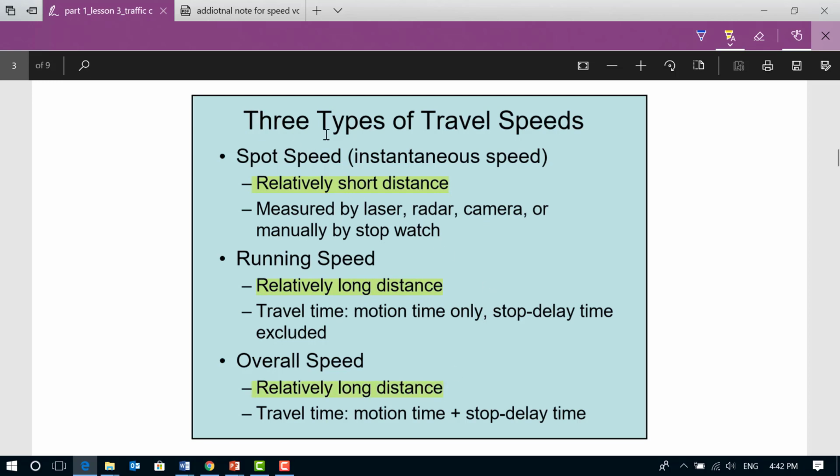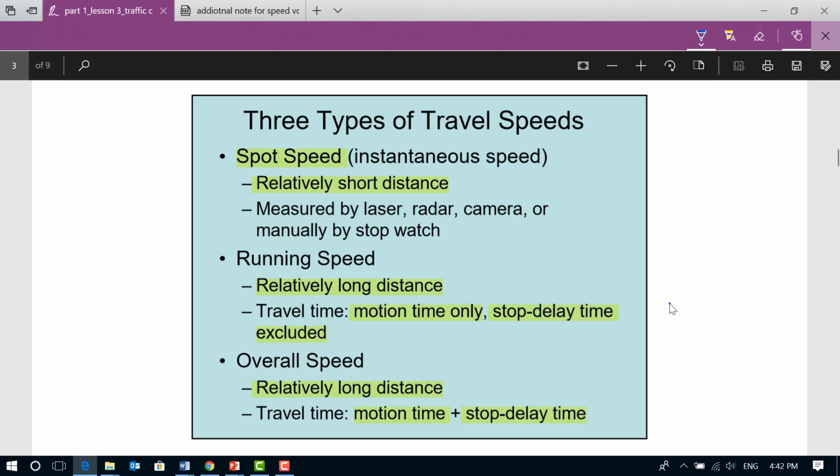Even though we have three types, if you want to classify them into two types, I would put spot speed as one type, and running speed and overall speed as another type. The difference between running speed and overall speed is their travel time. For the running speed, we only include the travel time covering the motion time only. The stop delay time is excluded. For the overall speed, we include all the travel time, including the motion time and the stop delay time as well. So let's see examples.